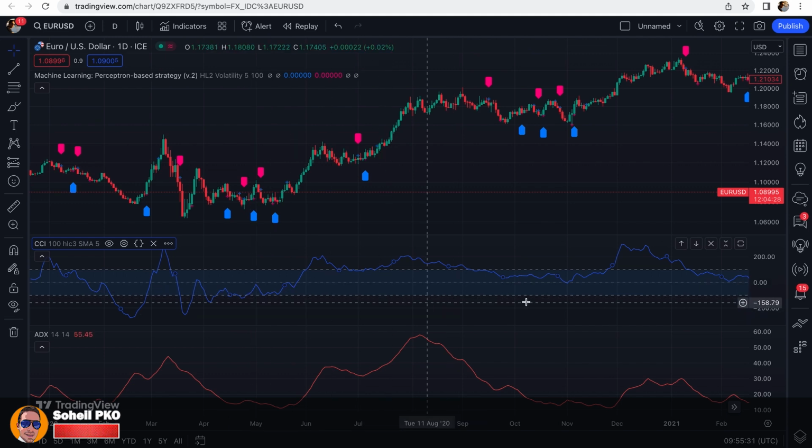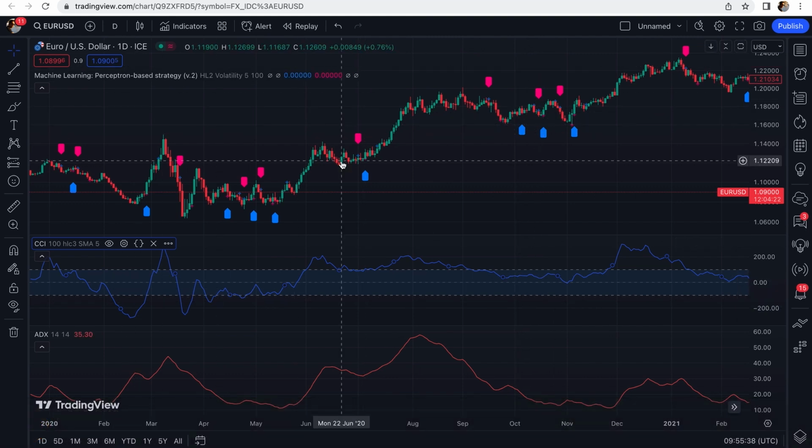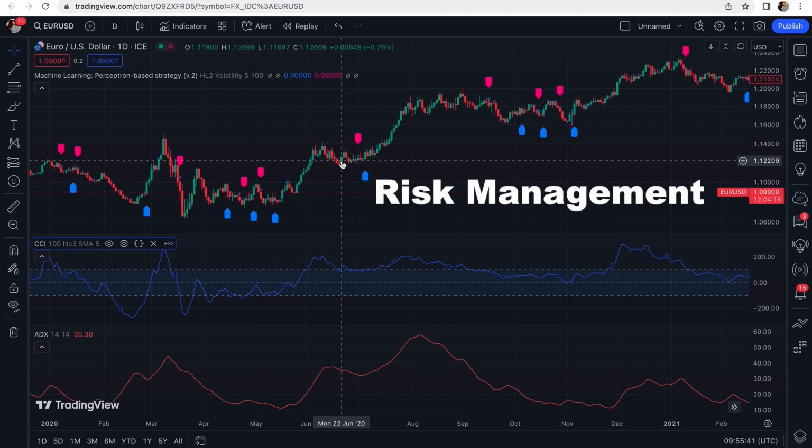This indicator and this method of trading can be used on any time frame, but the most important point that you must pay attention to is risk management. There is no trading strategy with 100% guaranteed signals, and losing trades are part of the game, and you need to manage your risk properly. Otherwise, you send your trading account to zero in a very short period of time.